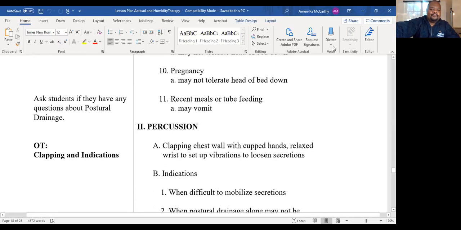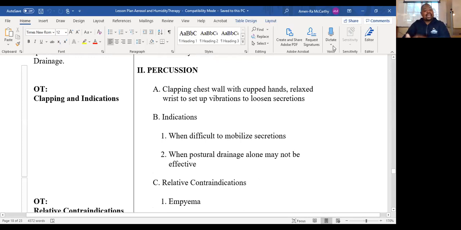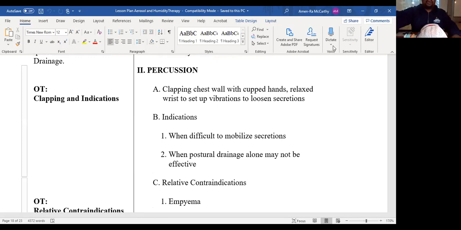All right. Now, once we have decided to do the postural drainage and we have the patient in the position we want, right? We got them in the position that we want, all right? Well, the next thing will be percussion, just like drums. Percussion is clapping the chest wall with cupped hands. You relax your wrist, you don't do this. You relax your wrist and you pop the chest, okay? The vibrations will help loosen those secretions so that you can drain, right?